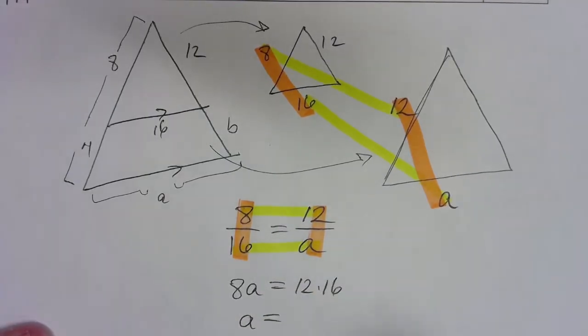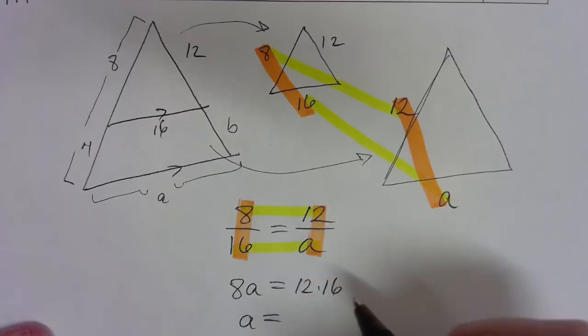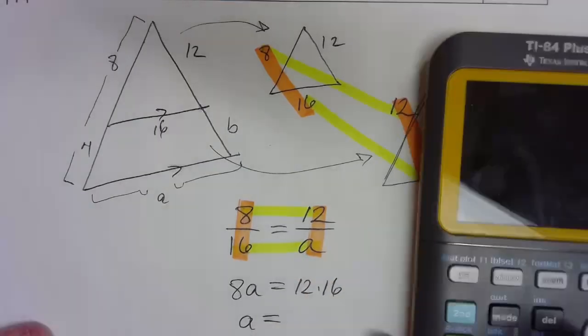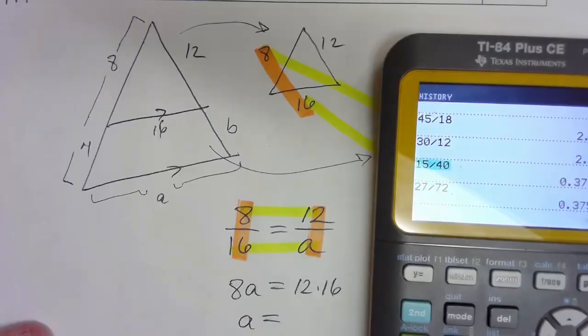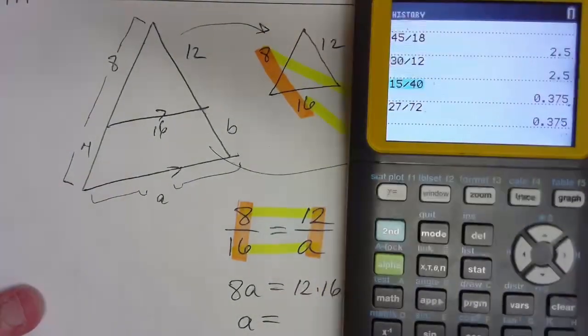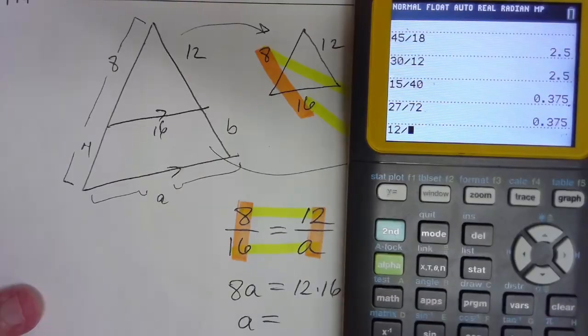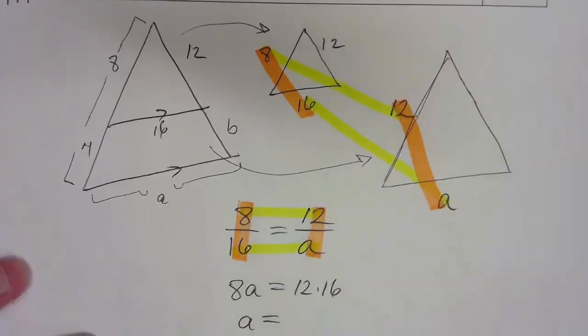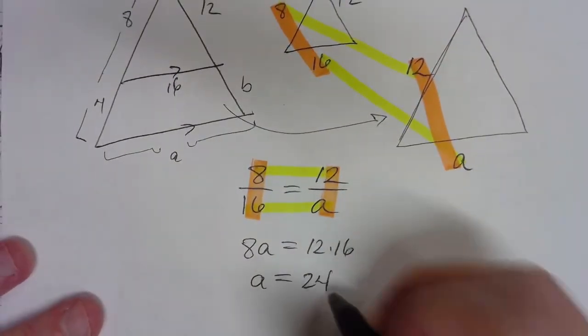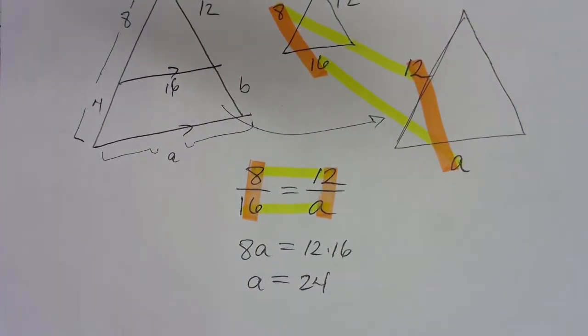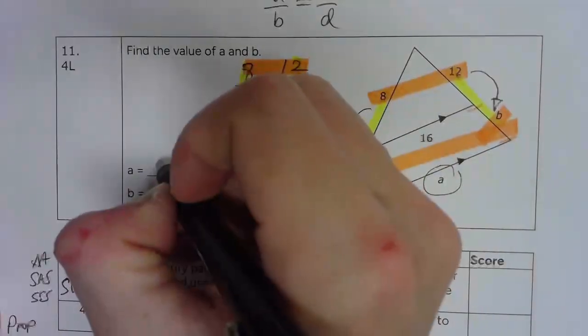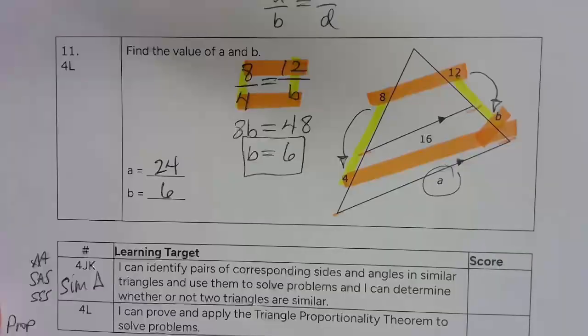Alrighty? And so A has to be 12 times 16, divided by 8. Oh, no, that's correct. And we get 24. Okay. Very, very, very cool. Alrighty. So, 24 here for our final answer.